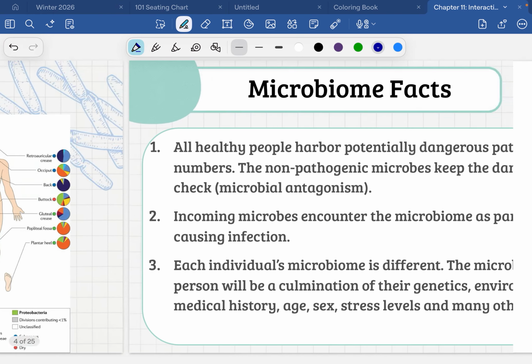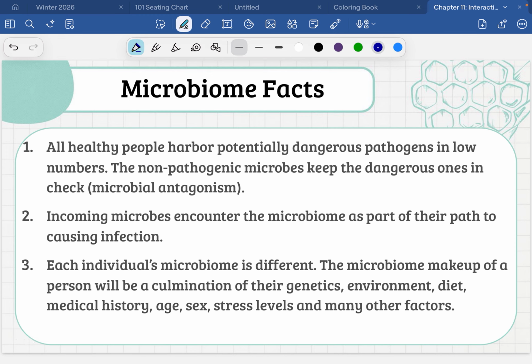Okay, so these are just some facts to remember as we go through talking about diseases. The first one is that all healthy people harbor potentially dangerous pathogens in low numbers. So all of us in this room have potentially dangerous microbes growing on our skin. Most of you are probably colonized with Staphylococcus aureus. Staphylococcus aureus also causes incredibly dangerous skin infections, but most of you have it already on your skin. A significant number of you are probably infected with Neisseria meningitidis, which is a bacteria that causes brain infections. But most of you have it growing in your throat with no problems.